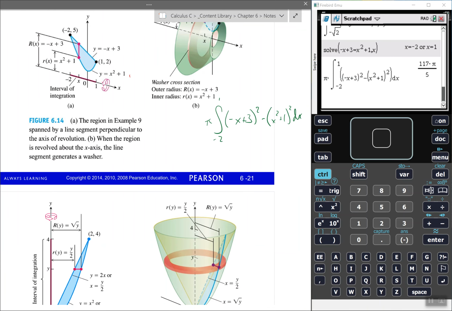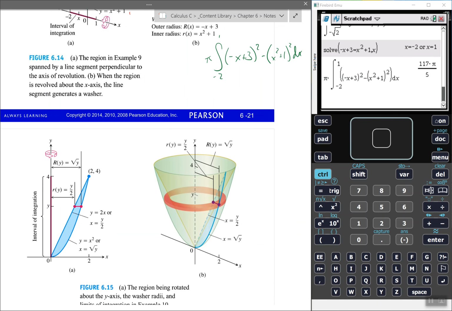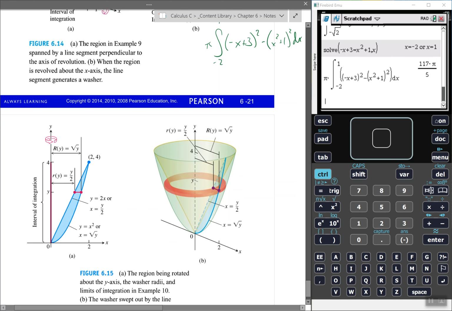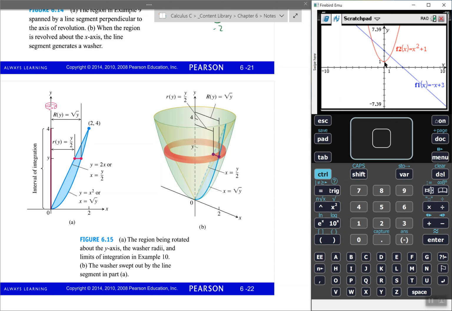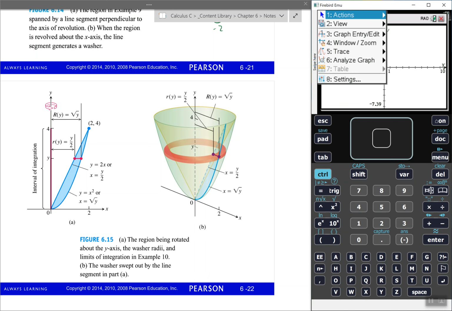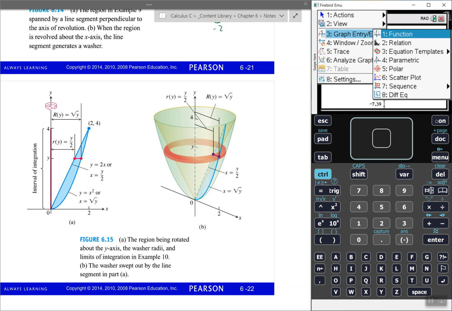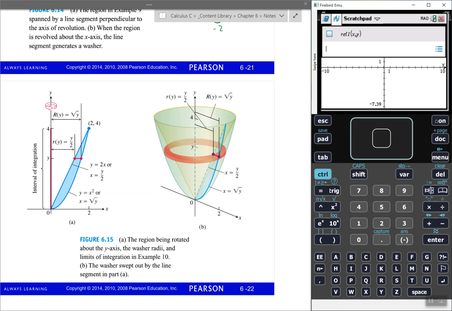Same rules apply if you switch the variable of integration to y, you're going to have the same thing. So you're going to need your functions as big R of y and little r of y. It's still outside inside, so the best thing to do would be to graph these. If you're not familiar with how to graph them by hand, just take your calculator, go into menu, go into option 3, graph edit entry, and then go to option 2, which is relation mode. Then you can type in whatever the heck you want.